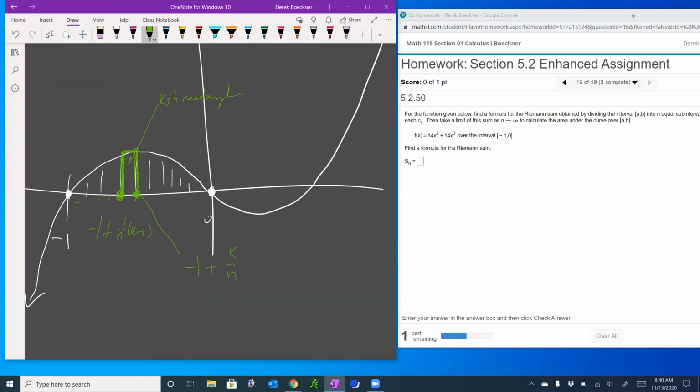Blow this up. This point is going to be at -1 plus k over n, comma. Well, I got to put it into the function. So f of x, 14 x squared plus x cubed. I like writing it that way better. So 14 times k over n minus 1 squared plus k over n minus 1 cubed. And that's my point on that top right corner of the rectangle.